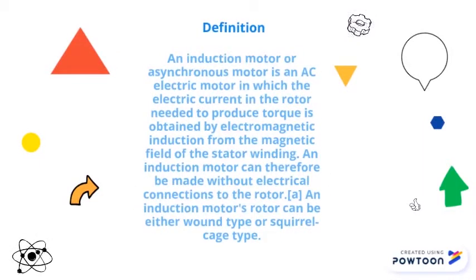So now I want to explain about the definition of AC induction motor. An induction motor or asynchronous motor is an AC electric motor in which the electric current in the rotor needed to produce torque is obtained by electromagnetic induction from the magnetic field of the stator winding.